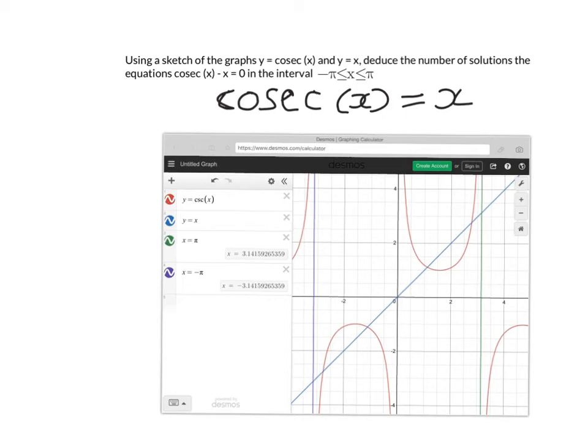So you will see questions like this, and this is what it's looking for you to do. If you understand the cosec graph and you can draw y equals x, you can deduce the number of solutions. You don't need to know them, you just need to deduce how many there are.